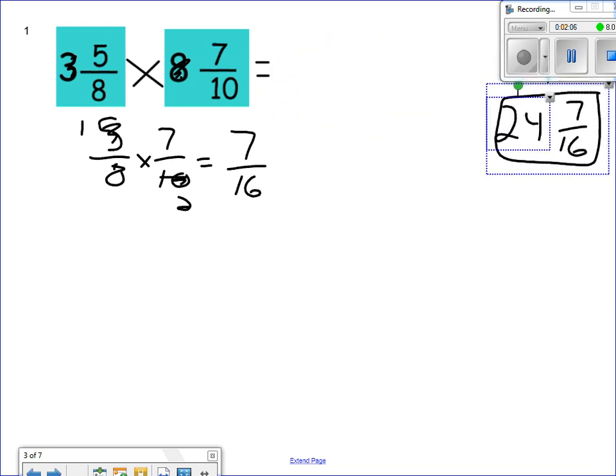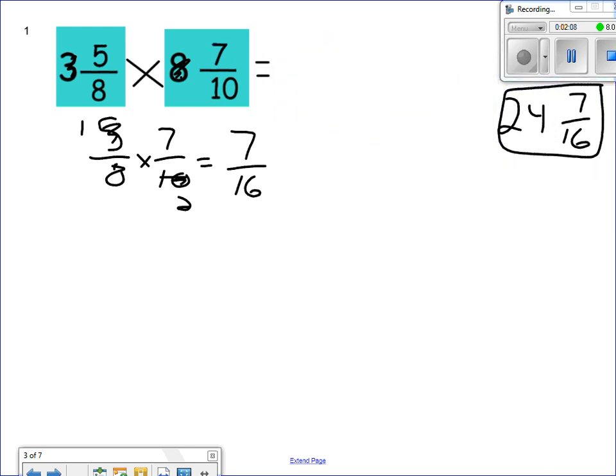The reason why I did that is we're going to keep this off to the side. I'm going to show you the correct way to do it, and let's see how far off we are from 24 and 7/16. This is what you have to do when you are multiplying mixed numbers. You have to change each one of these mixed numbers into an improper fraction first.